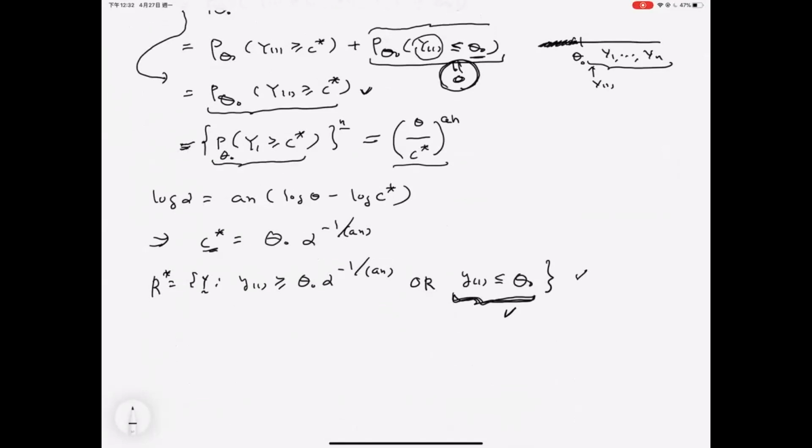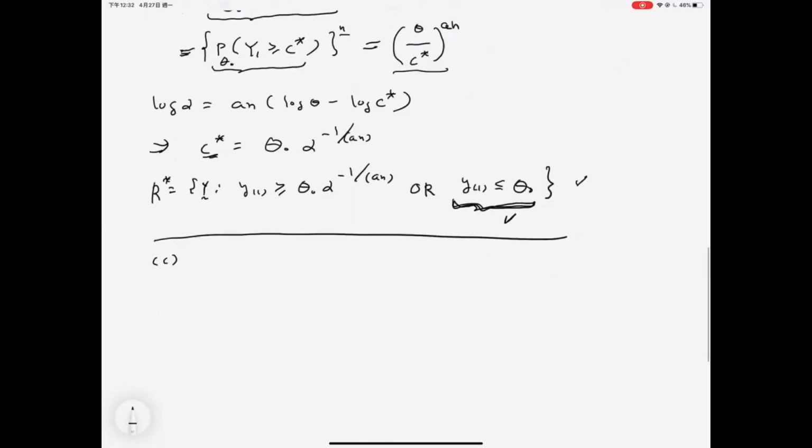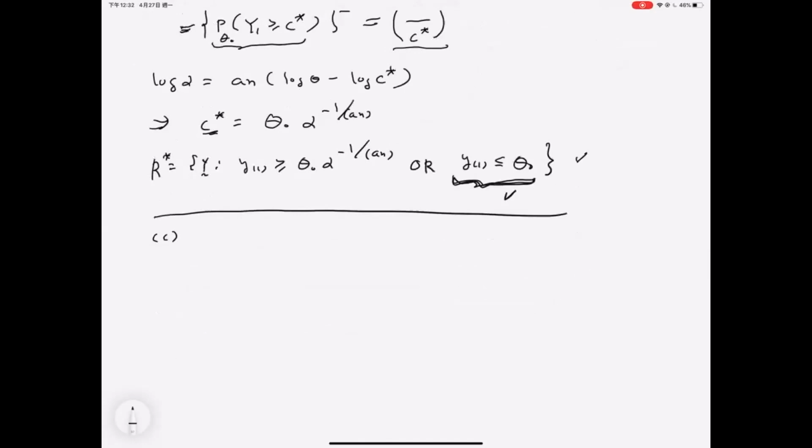Okay, so in C, basically it's asking you to derive the CDF, then use the CDF method to find the confidence interval. Again, I'm going to leave deriving the CDF of Y1 to you. I think it's a typical drill, and then trying to find out whether or not it's, okay.